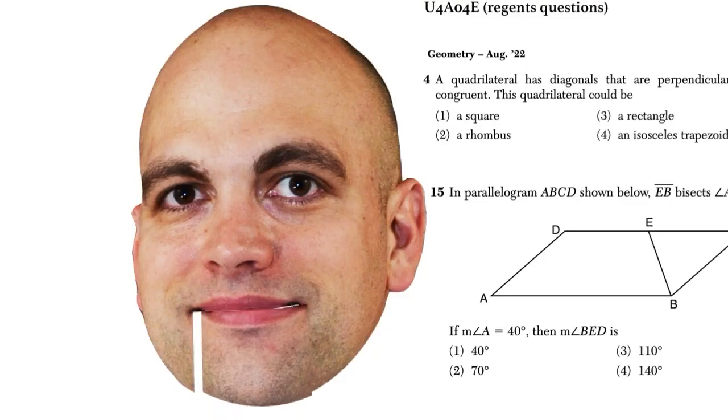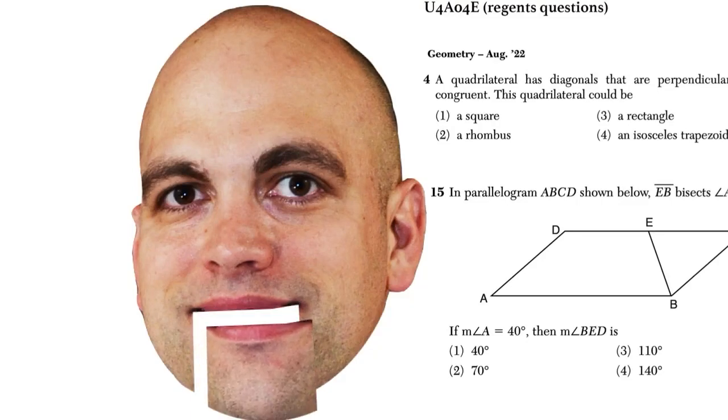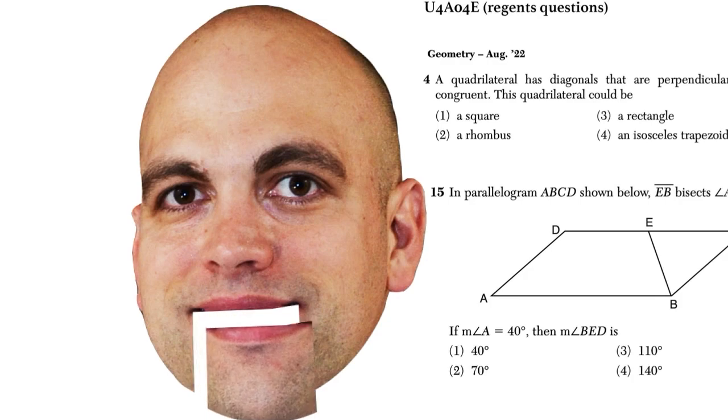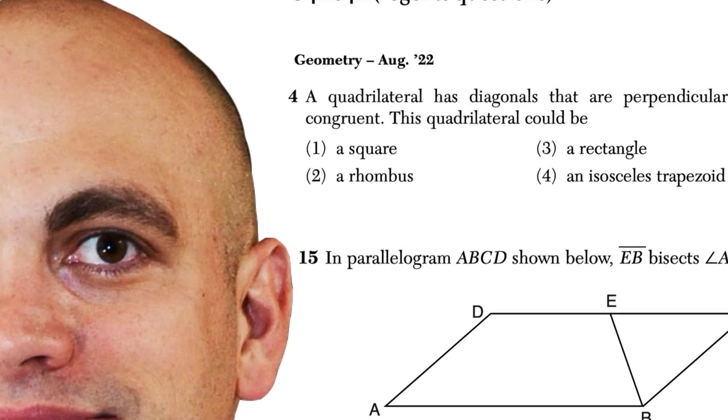What's up, geometry scholars? In today's class, we're going to be working through regions questions involving various quadrilaterals, including the square, the rectangle, and everyone's favorite, the rhombus. Let's take a look at the first problem from this problem set, question number 4 from the August 2022 regions.